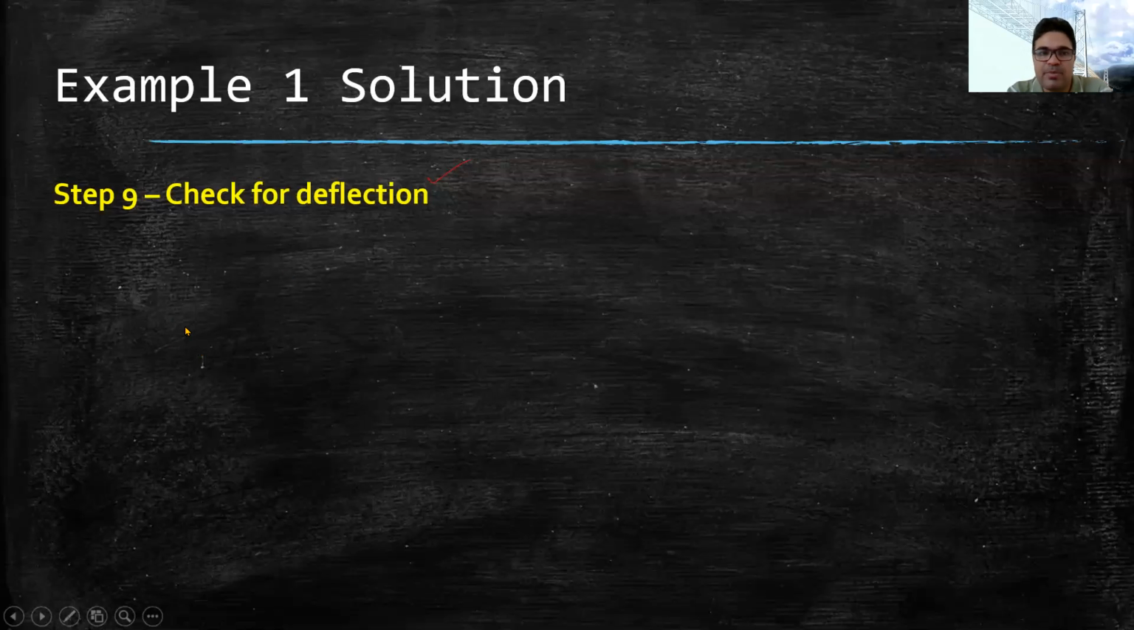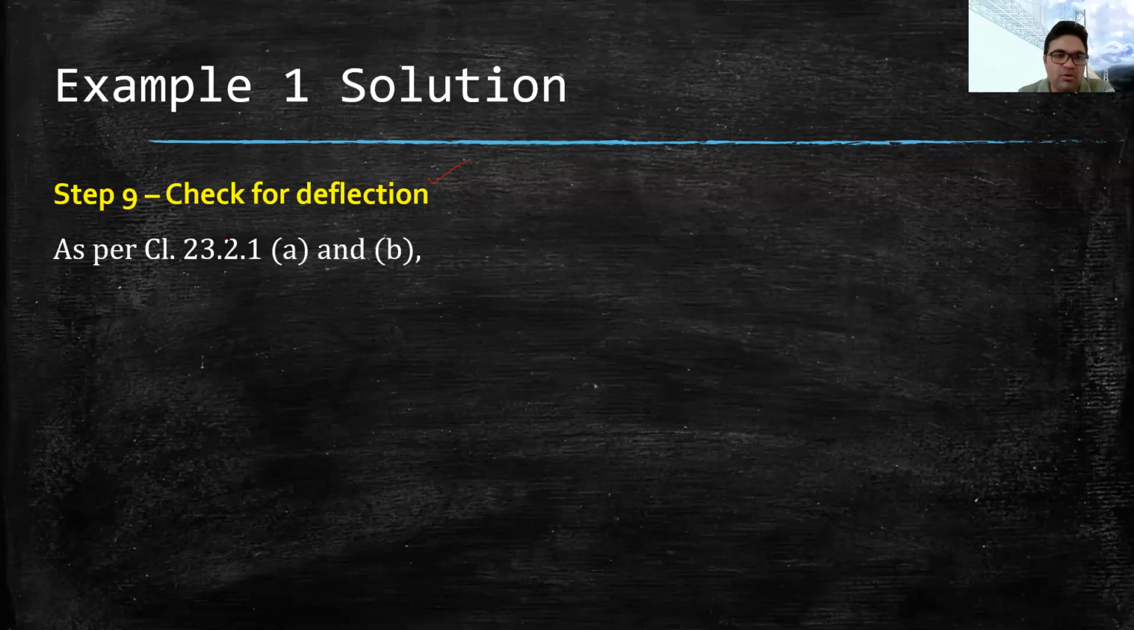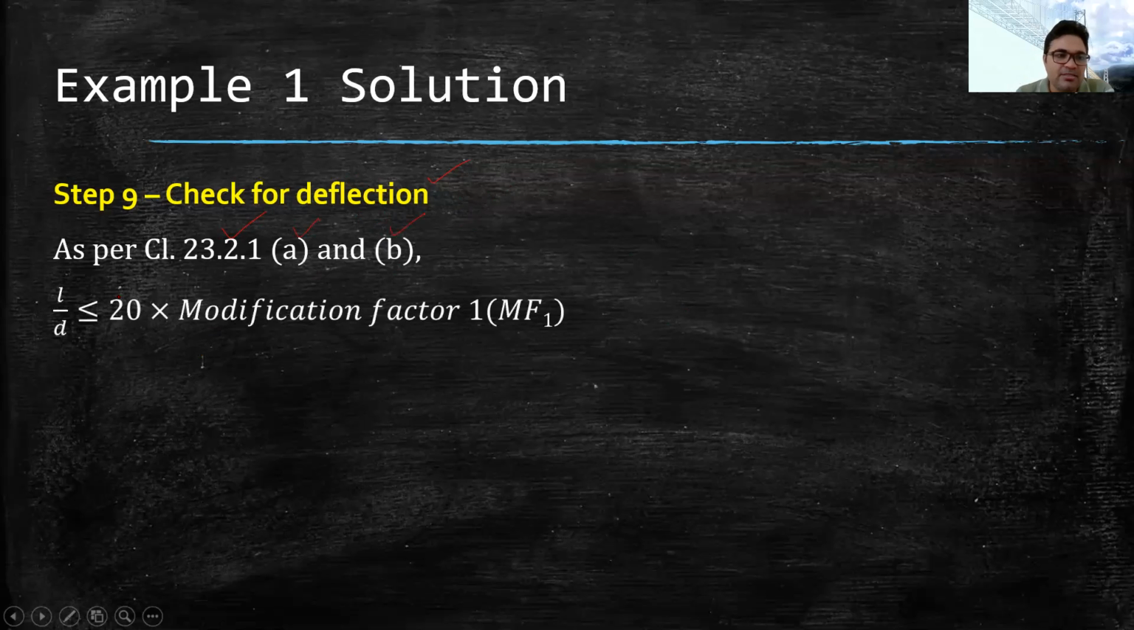Hello, welcome back. So in this part, we will see how we check our beam for the deflection. About this deflection, I have explained in the steps that we follow the IS code recommendation, and as per the IS code, the ratio L by D should be less than 20 times the modification factor.